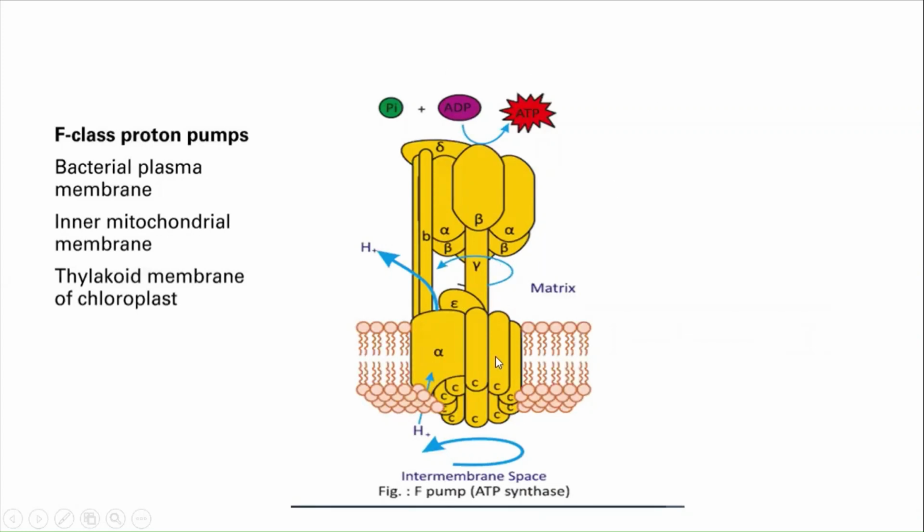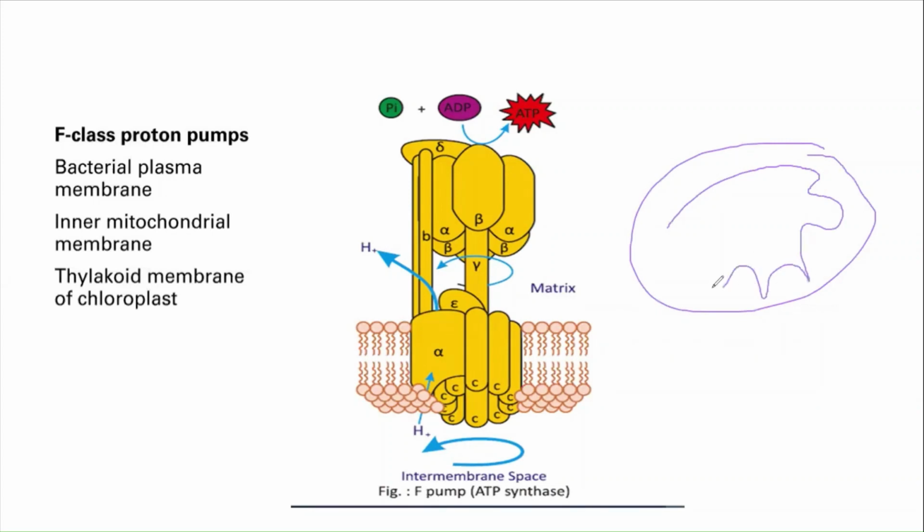Now this is in the membrane here. This is the outer membrane of the mitochondria, this is the cristae, right? And here we have the intermembrane space. This is cytoplasm, this is intermembrane space, this is matrix. Now, how is the pump hanging? Something like this. Clear?